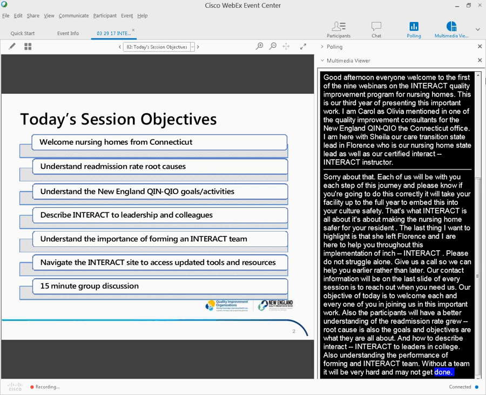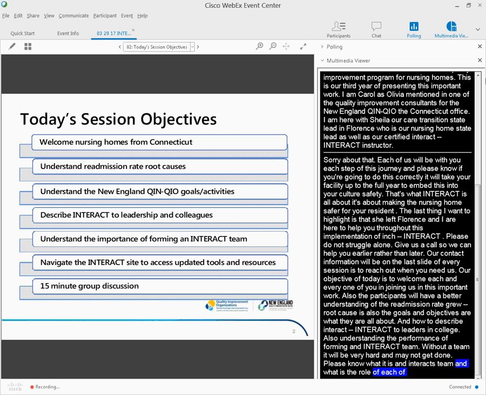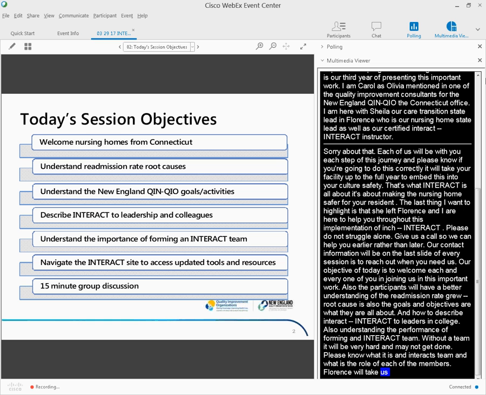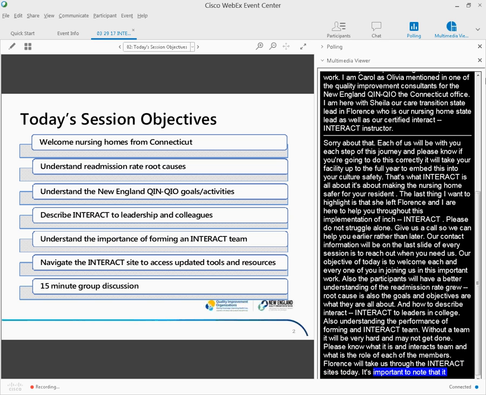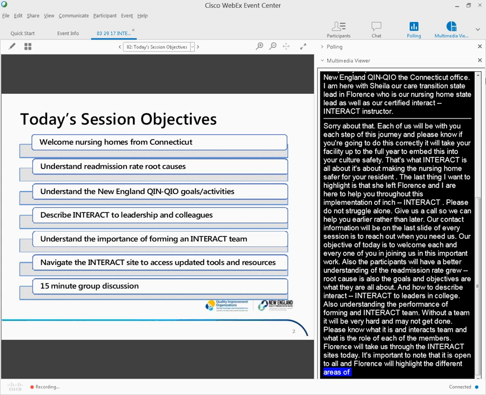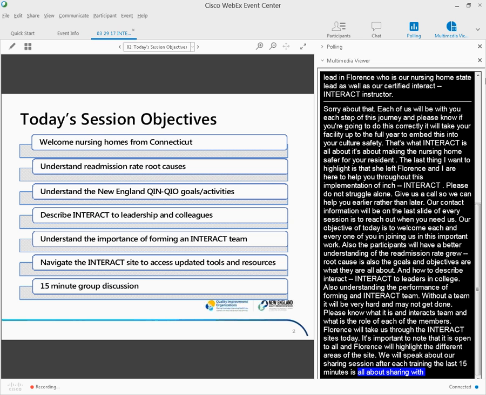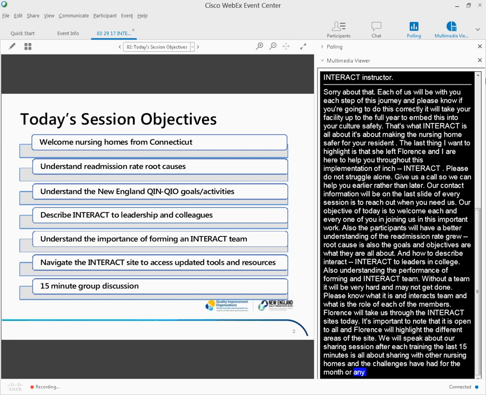And then Florence is going to navigate the Interact site with us today. Again, this is just an overview, but it's important to know that the Interact site is open to all, and Florence is going to highlight the different areas of the site. And then we're also going to talk about our sharing session. After each training, the last 15 minutes is all about sharing with other nursing homes any challenges that you had for the month, or any of the success stories. And that, we have found, is one of the most important 15 minutes. It's not homework time, it's really sharing time.